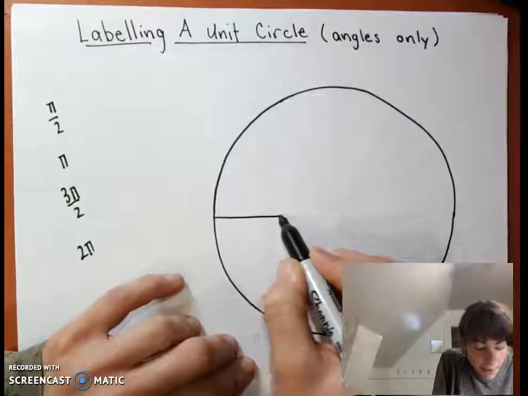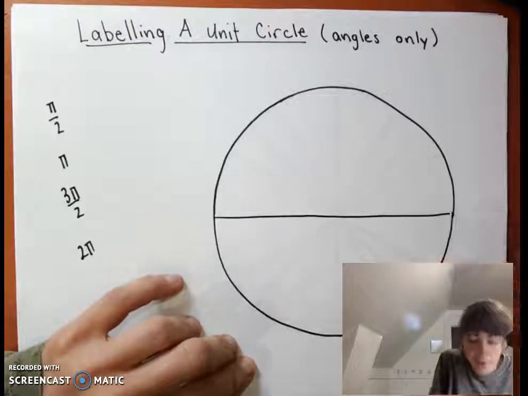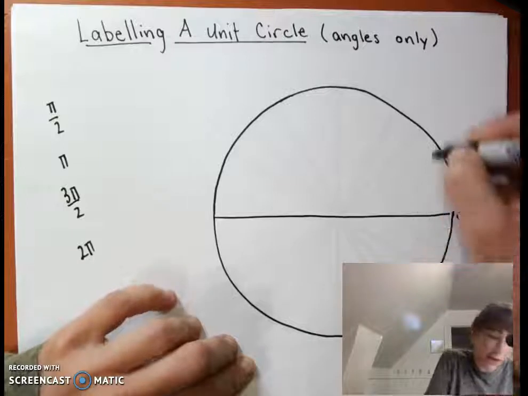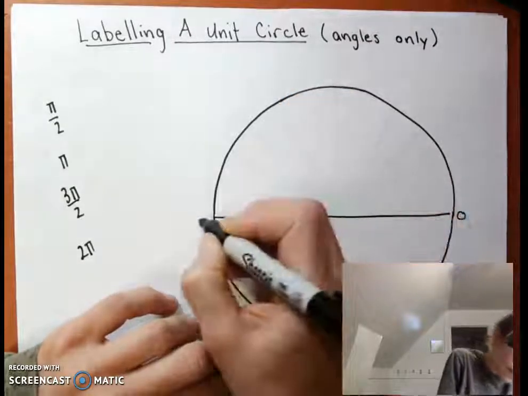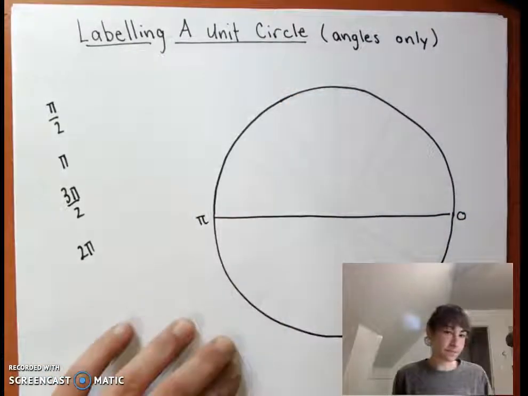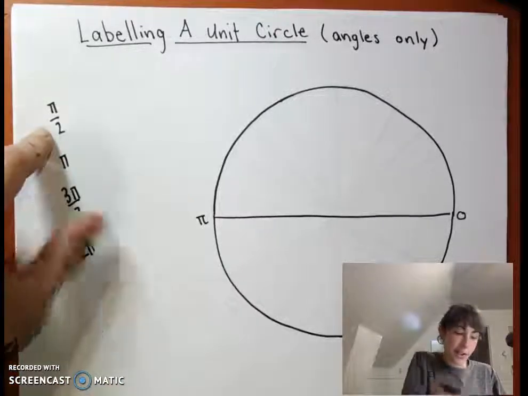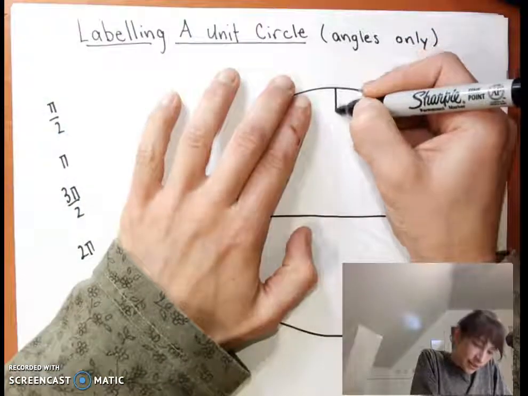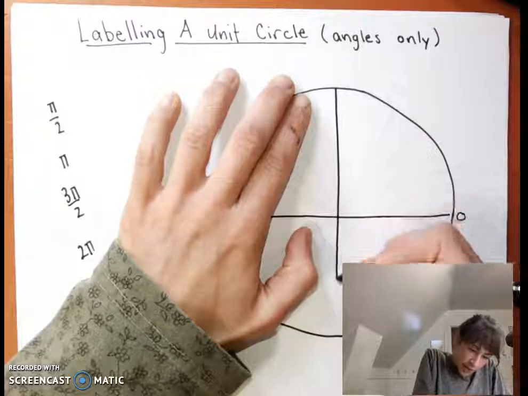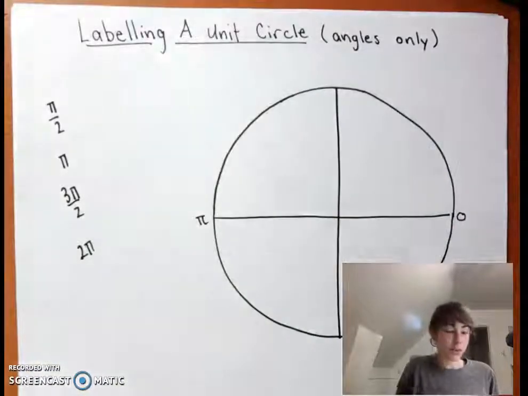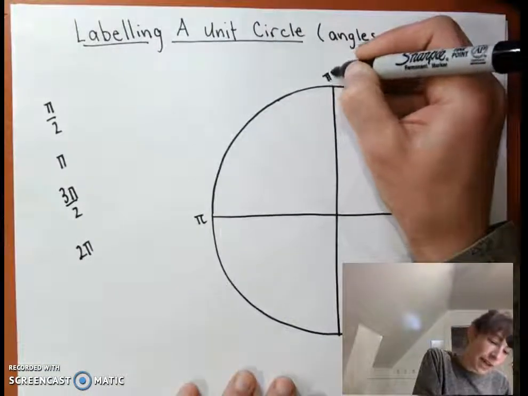I'm going to separate my unit circle into two parts. So I start at 0. If I go all the way halfway around, that lands me at pi. Pi over 2 is half of that. So I can draw in the one that separates my pizza into quarters. And that one's pi over 2.